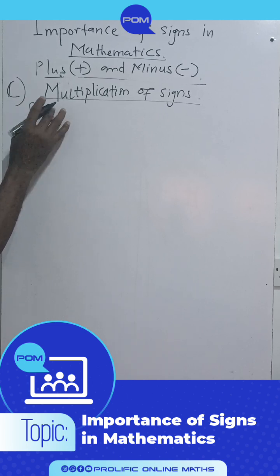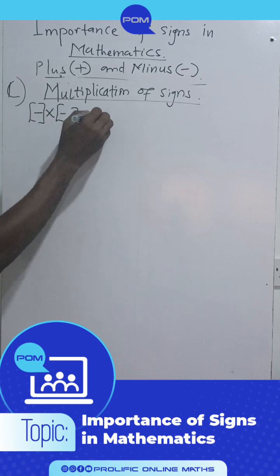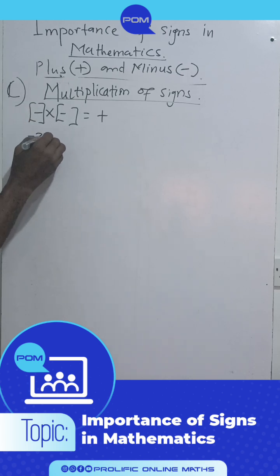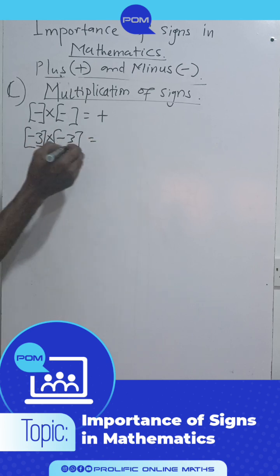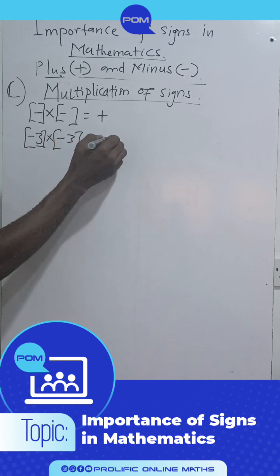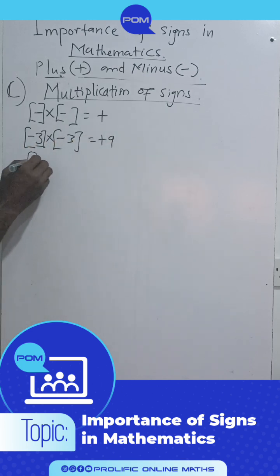Minus multiplied by minus will give us plus. By implication or application, minus 3 multiplied by minus 3. Minus times minus will give us plus, and 3 times 3 will give us 9. That's positive 9.